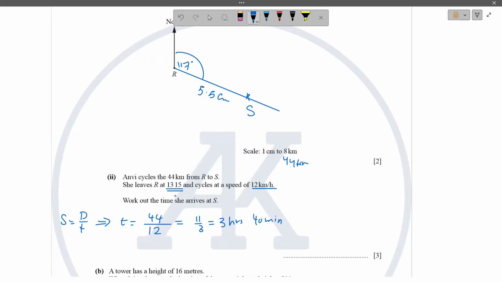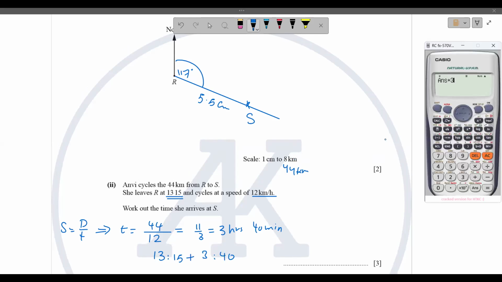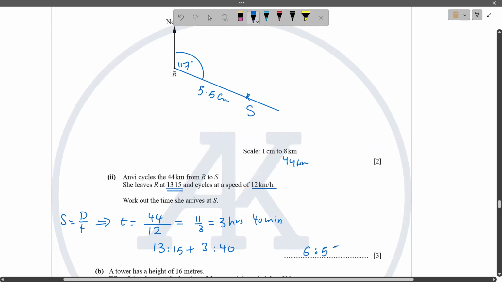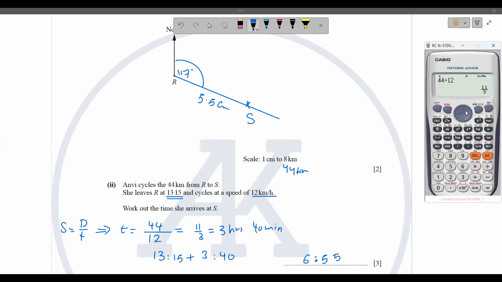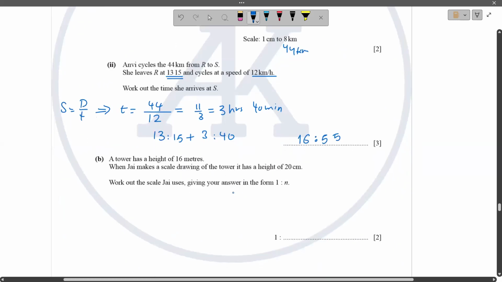And she left at 13:15, so I'm going to add 13:15 plus 3:40. Using calculator, we can write... No, we wrote something wrong, sorry. Here it is 13:15 plus 3:40, which is equal to 16:55.